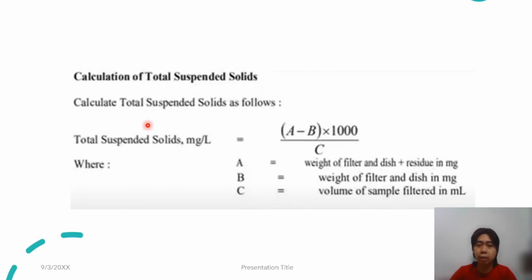So for the calculation of the total suspended solids, here is the formula. Weight of filter in dish plus residue in milligram, subtracted by weight of filter in dish in milligram, multiplied by 1000, divided by the volume of sample filtered in milliliter.